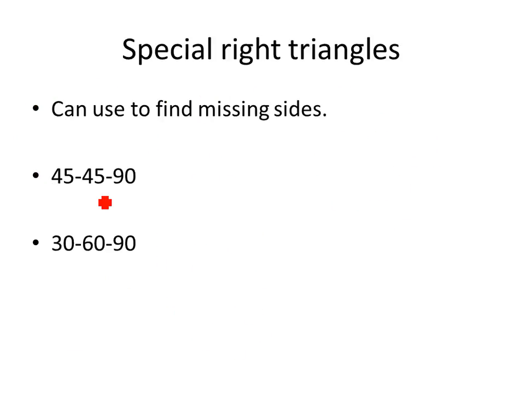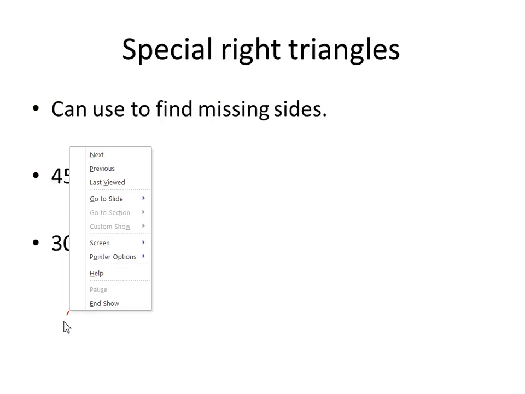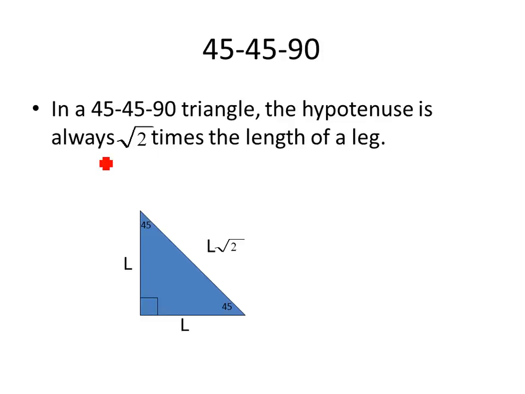The 45, 45, 90 and the 30, 60, 90 special right triangles. First, the 45, 45, 90. As soon as you see that you have a triangle that's got a right angle in it and one of the angles is 45, what's that tell you about the other angle? It's got to be 45. This is also called, again, an isosceles right triangle.